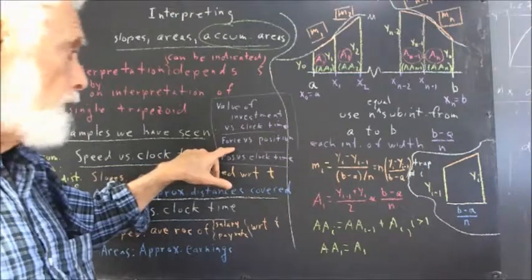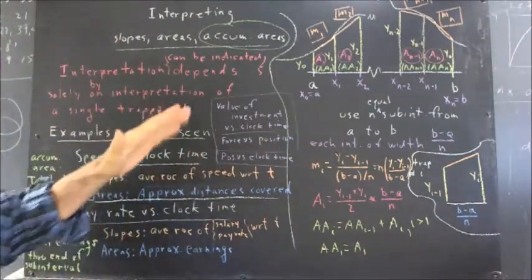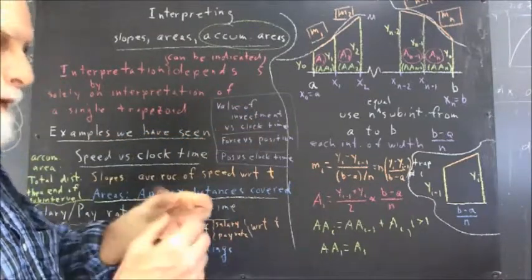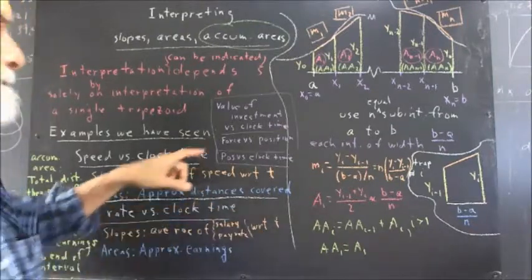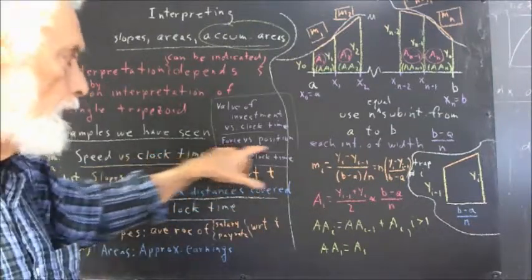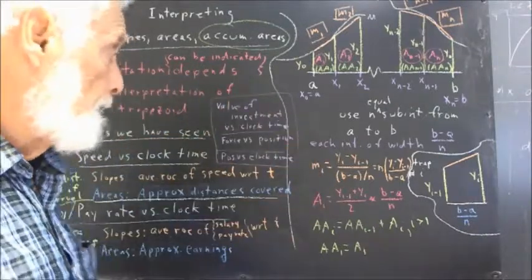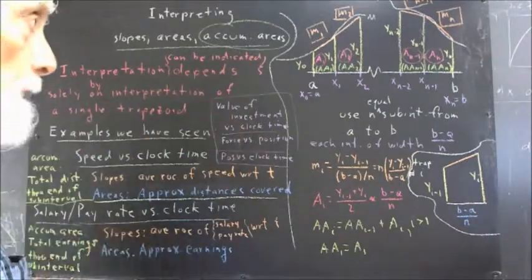Okay, force versus position. As we've seen, of course, the slopes represent average rate of change of force with respect to position. At what rate does force change as we move a little bit? And areas turn out to represent work or energy expended. The area of a trapezoid is the work or energy expended on that trapezoid.